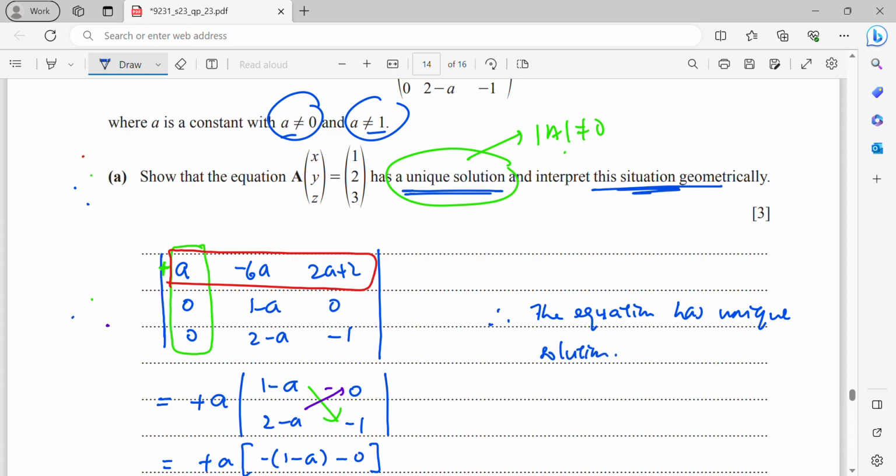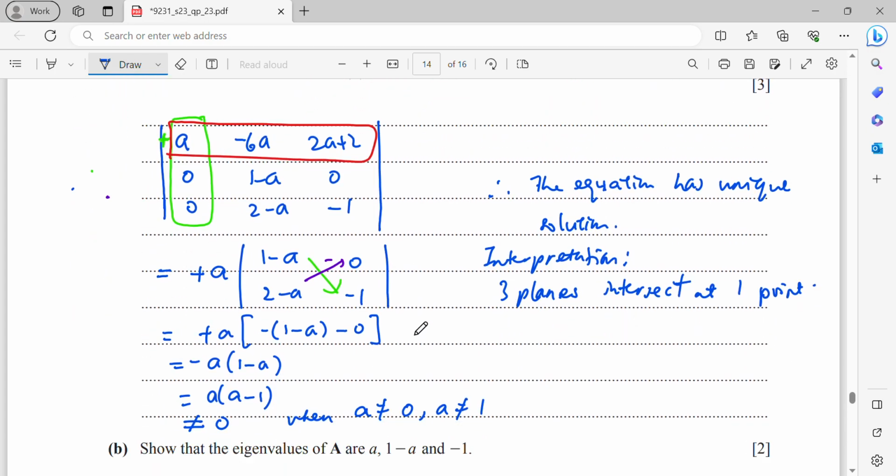Now, how to interpret this? So the interpretation will be: three planes intersect at one point. Okay, that's the meaning of unique solution. Only one solution for this.